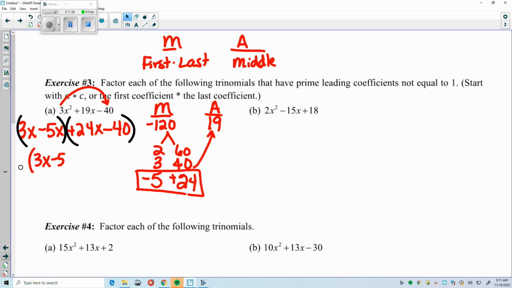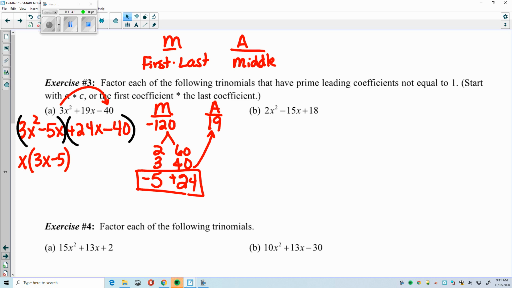I'm sorry, not a 1. It should be a 1x. So I'm going to factor out that x. X times 3x gets me that 3x squared. X times negative 5 gets me a negative 5x.